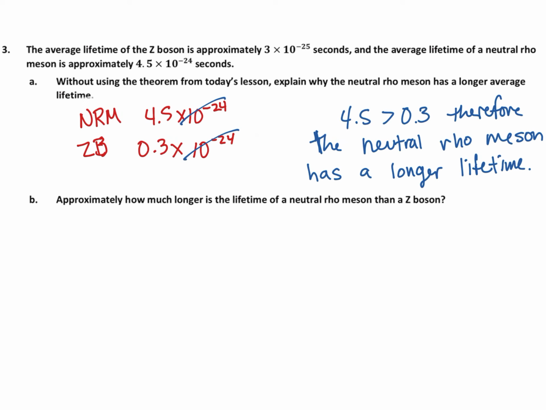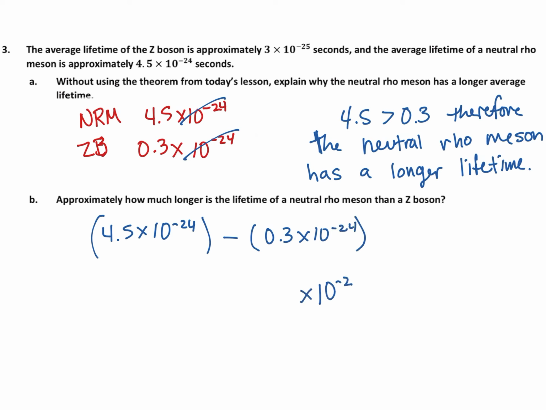B, approximately how much longer is the lifetime of the neutral rho meson than the Z boson? So we're going to take 4.5 times 10 to the negative 24th, and we're going to subtract 0.3 times 10 to the negative 24th. Remember, when subtracting, the exponent stays, and all we have to do is add or subtract. This time we're subtracting the numbers out front. 4.5 minus 0.3 is 4.2. And this is in seconds.